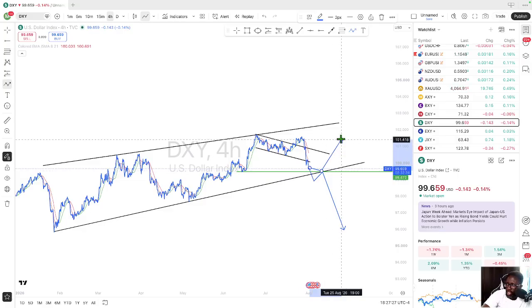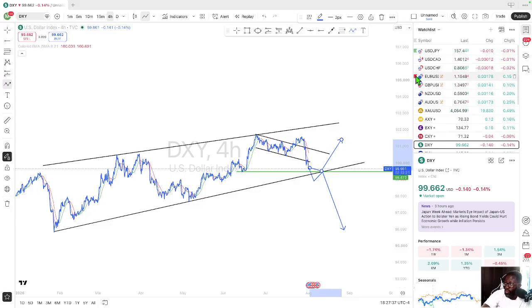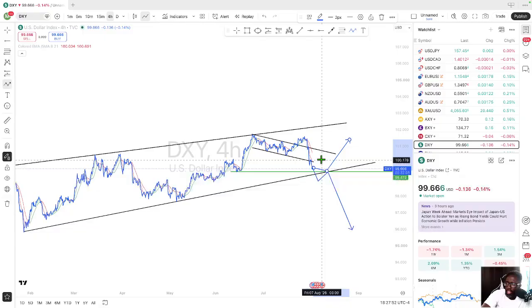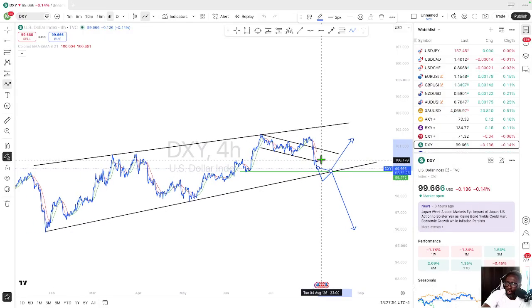This all depends on what the dollar wants to do, if it wants to reach this level here, which is about 99.61. That's going to affect EUR/USD, USD/CAD, USD/JPY, USD/CHF, GBP/USD, NZD/USD, AUD/USD, gold. So this is the time that you've got to be patient and wait things out.